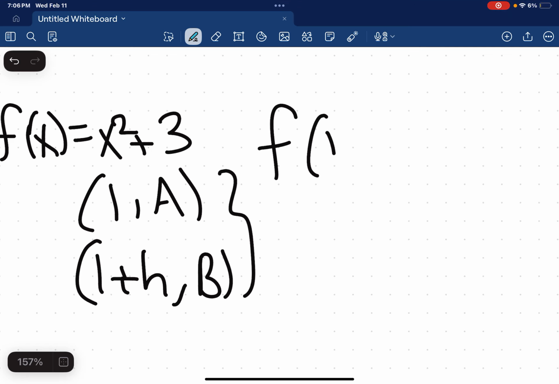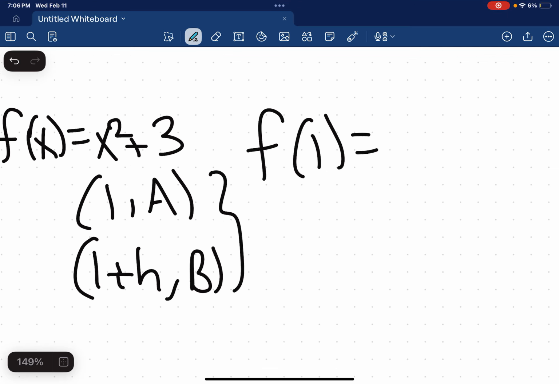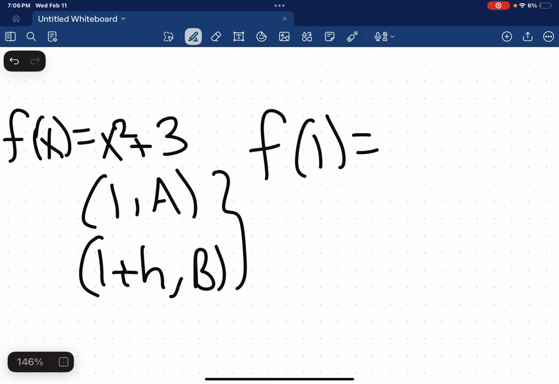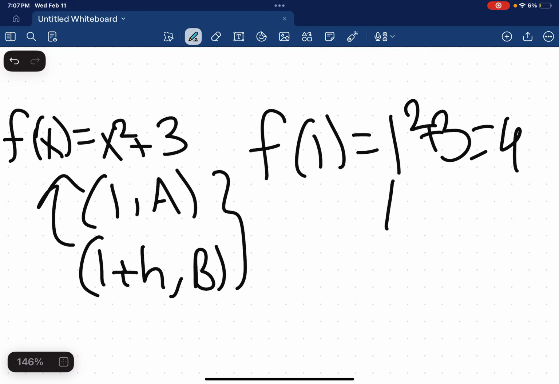So we know that f(1), so let's just go ahead and plug this in so we can find A and B. I thought that was talking about the gradient line. Okay, no, these are coordinates on this graph. That helps. f(1) is going to be equal to 1 squared plus 3, which is equal to 4. So that means A is equal to 4.